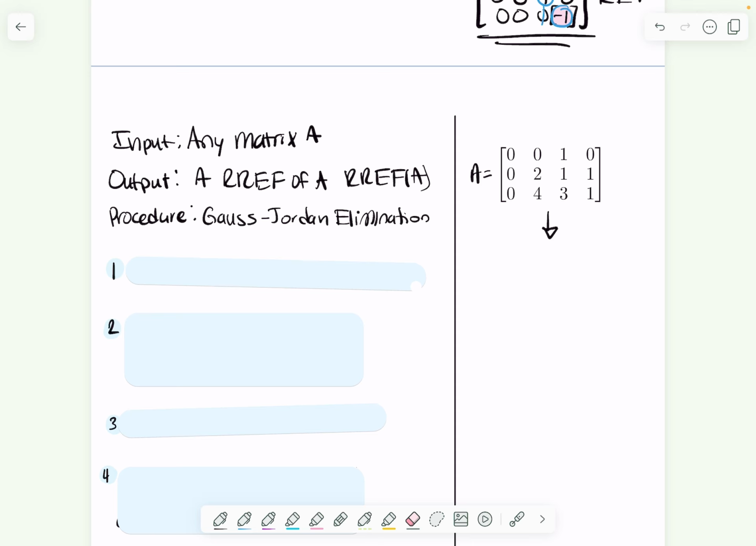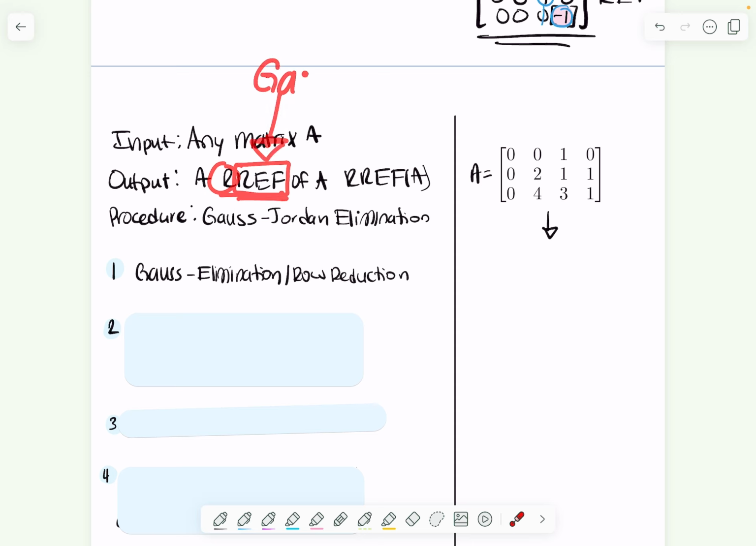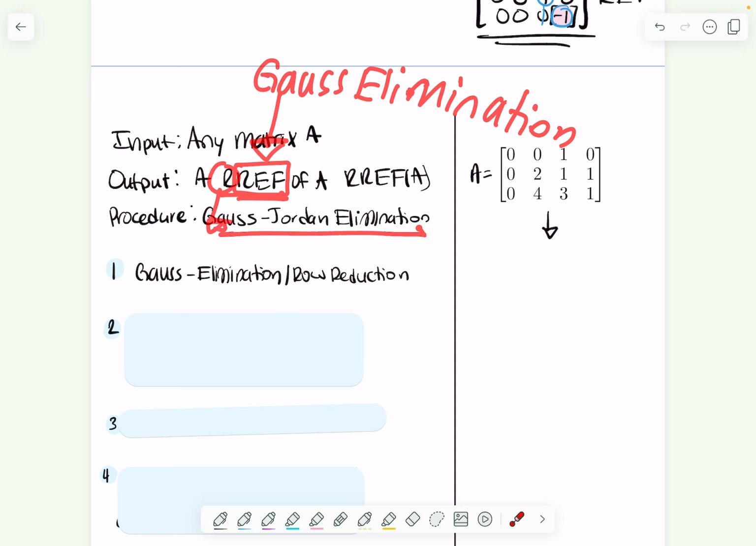And the first step in performing Gauss-Jordan elimination is to perform Gauss elimination, aka row reduction, in the first place, because it's in the name. Reduced row echelon form is literally row echelon form, just reduced a little bit more. So you first have to perform the procedure for row echelon form, which is simply Gauss elimination. And then for the extra little bit of reduction that you're doing, we call that Gauss-Jordan elimination altogether.